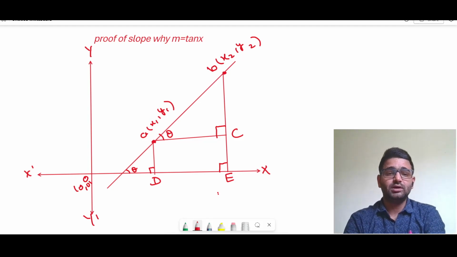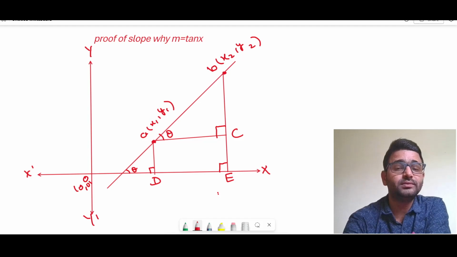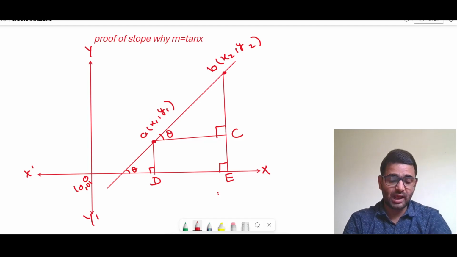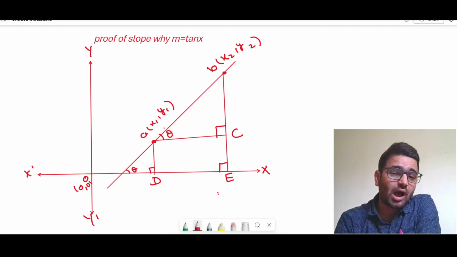Good morning, everyone. In today's video, we will see why slope is m and it is equal to tan theta. So, what I have done is make a Cartesian plane, so I don't have to waste time on it. I just want to show you how it is.